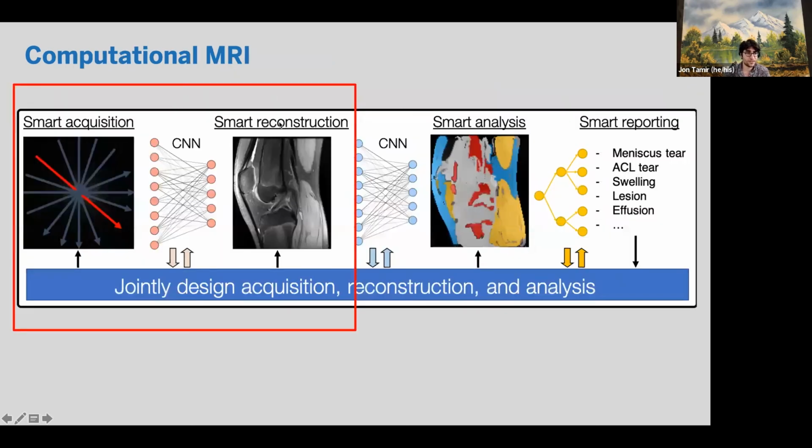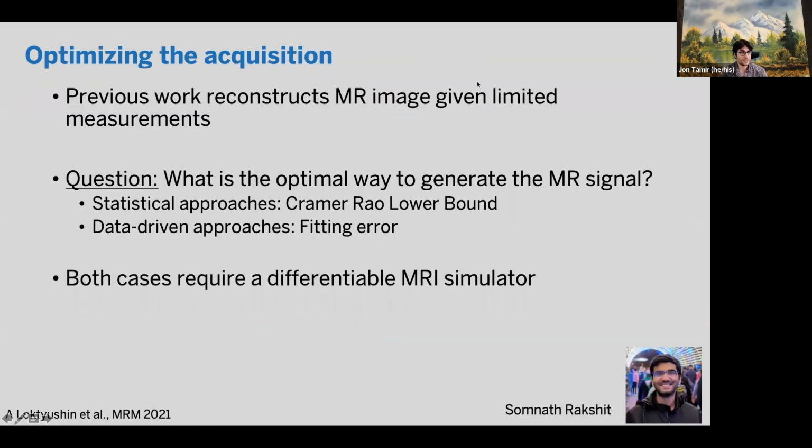Okay, so that was a big story about reconstruction. And I will just talk a little bit about acquisition, although this is still very much in the early steps. All the previous work I just showed is about reconstructing an image given limited measurements, right? But we started this by saying that we can vary the sequence parameters to generate the signal in the first place, before we acquire measurements. And the question is, what's the optimal way to generate that MR signal? What sequence parameters should we choose in order to get the best underlying image that we then sample?